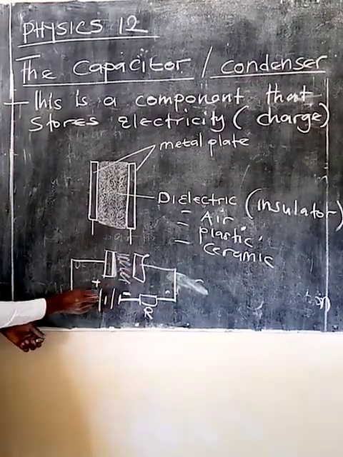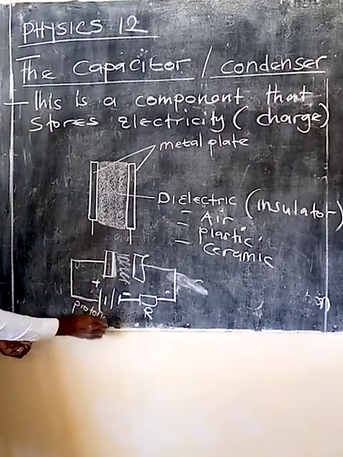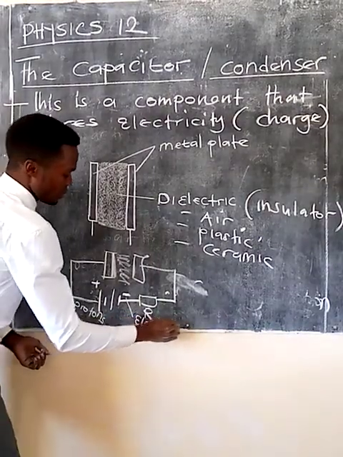So the positive charge, we refer to them as protons, then the negative charge, we refer to them as electrons.